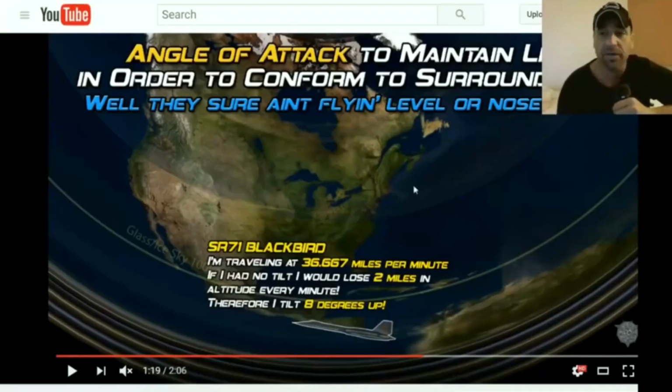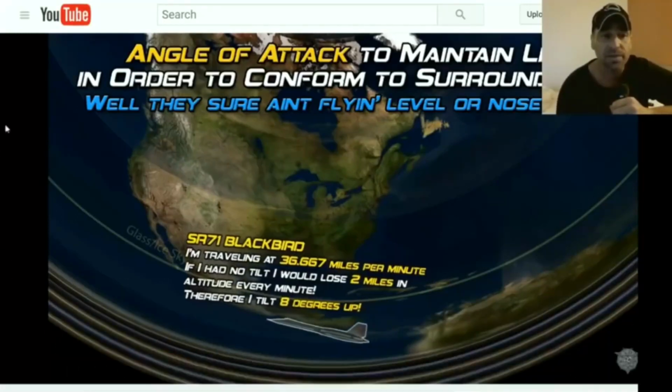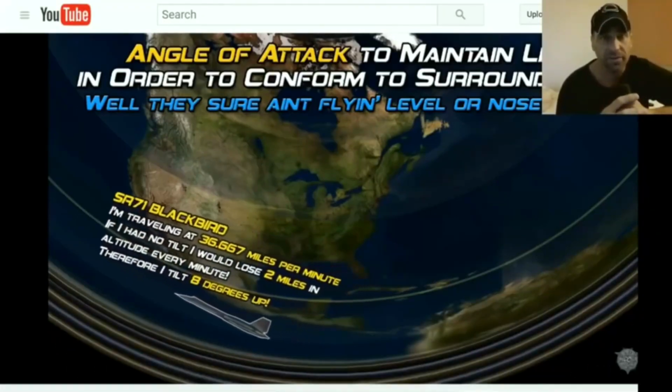The SR-71 is going to tilt 8 degrees nose up. You're going at Mach 3. The faster you go with a plane inside the Earth, you're going to have to tilt that up more. Now that would make no sense whatsoever if you're trying to eliminate drag. You would want to tilt it down. You would want to get it as level as possible, but you're simply running out of real estate. So they're hiding this information from you.